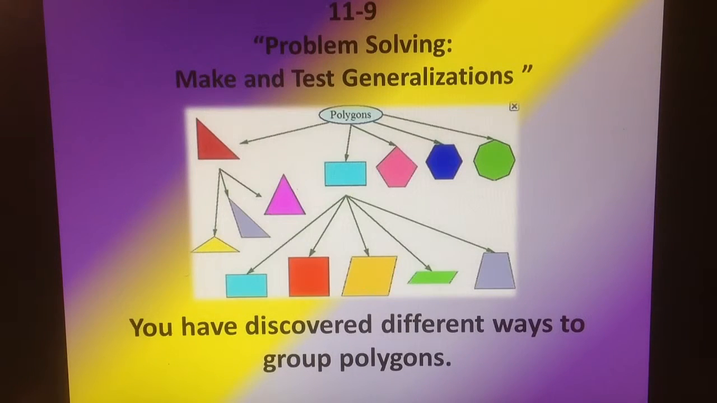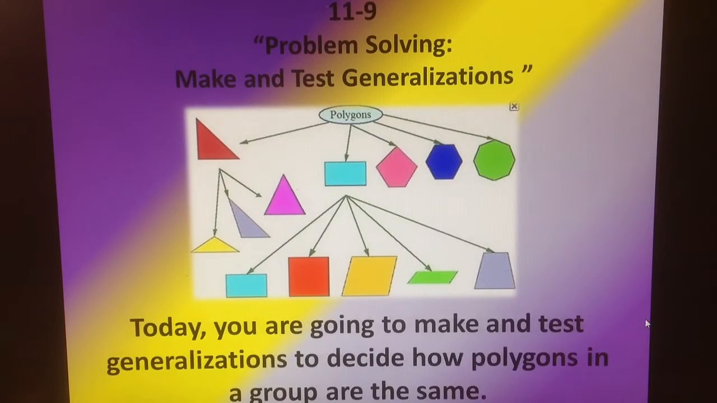You've discovered different ways to group polygons. Like in this picture, polygons could be grouped by the number of sides they have. Triangles, different types of quadrilaterals. They could be grouped by their angles. Today you're going to make and test generalizations to decide how polygons in a group are the same.